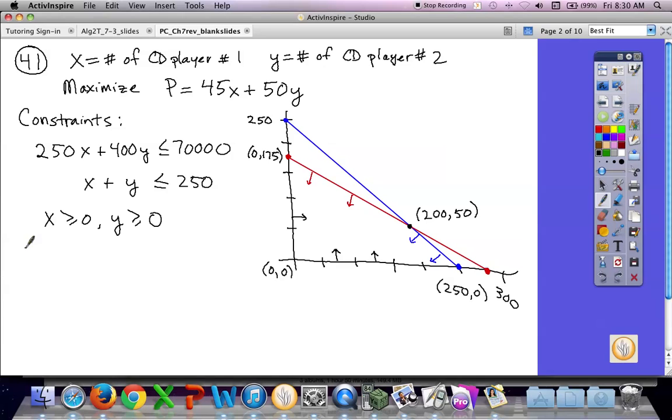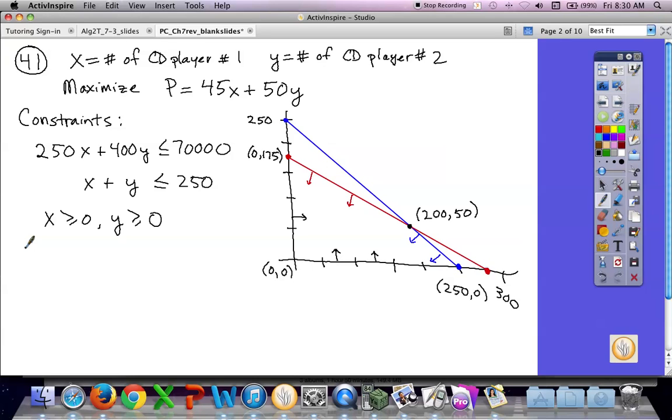Number 41, right? It says that a merchant plans to sell 2 models of compact disc players at a cost of $250 and $400. The $250 model yields a profit of $45, and the $400 model yields a profit of $50.